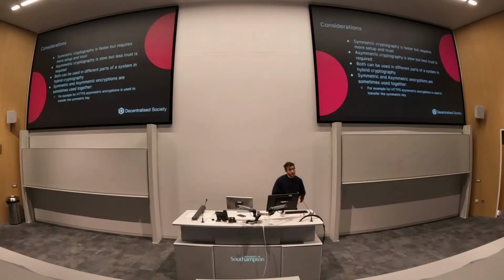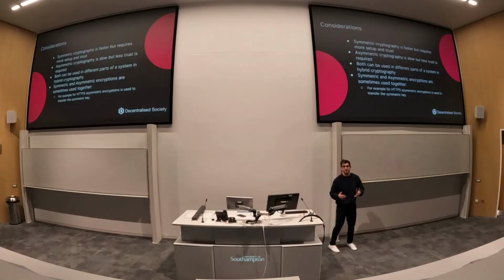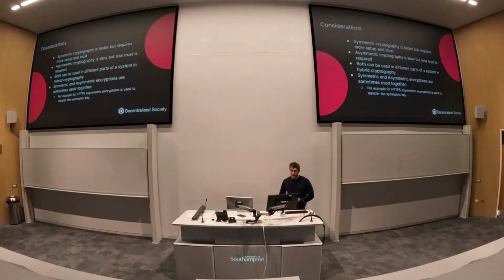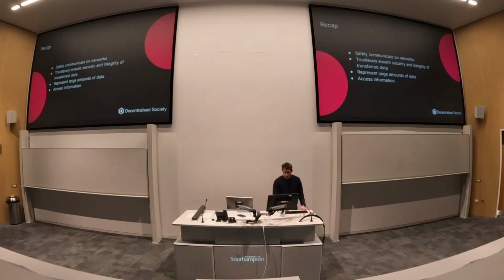Now, both asymmetric and symmetric cryptography can be used in parallel. There are different systems that use hybrid cryptography, and that means that they use both symmetric and asymmetric cryptography. A very good example is HTTPS. HTTPS uses asymmetric encryption in order to transfer symmetric keys between the users. So these are some considerations. Again, symmetric cryptography: faster but less secure. Asymmetric cryptography: slower but more secure. But they can also be used together, and we call that hybrid cryptography. So let's just do a quick recap.